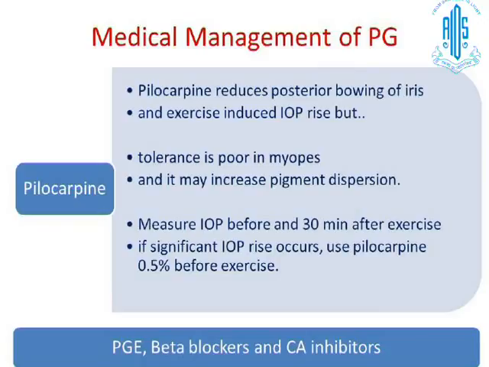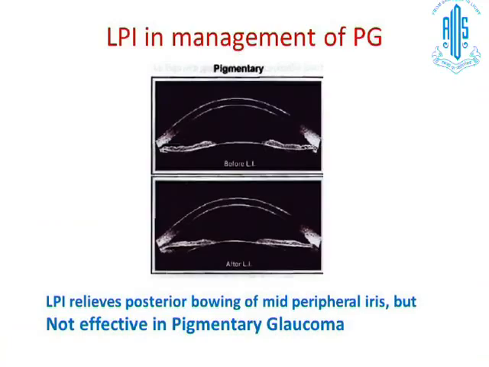If you use pilocarpine, there will be more liberation of the pigments and may increase the problem. So a good drug like pilocarpine should not be discarded completely. For a situation like management of the PDS, maybe you can measure the pressure before and after 30 minutes of exercise routine, and then if there is a significant rise in the pressure which is exercise related, you may use pilocarpine in a very low concentration, like 0.5%, before exercise. Of course, the other drugs like prostaglandins, beta blockers, and carbonic anhydrase inhibitors are always available for use in case there is any issue regarding the use of pilocarpine.